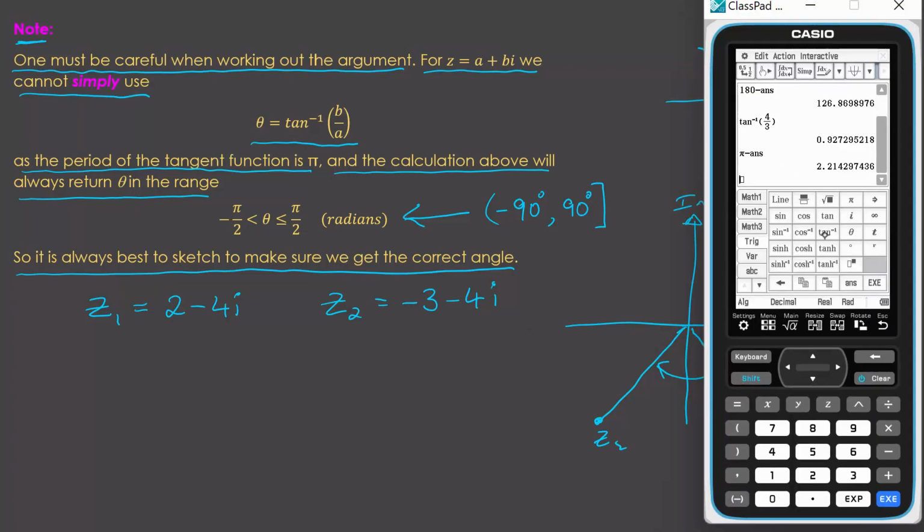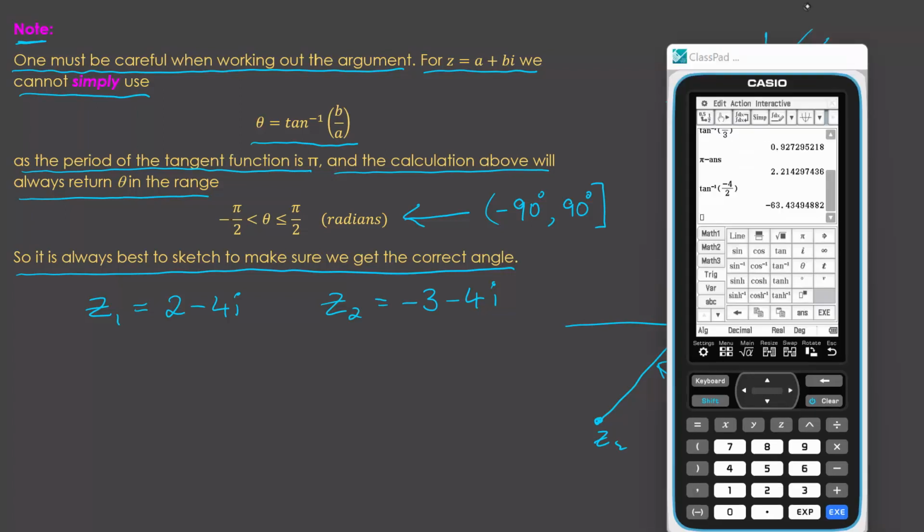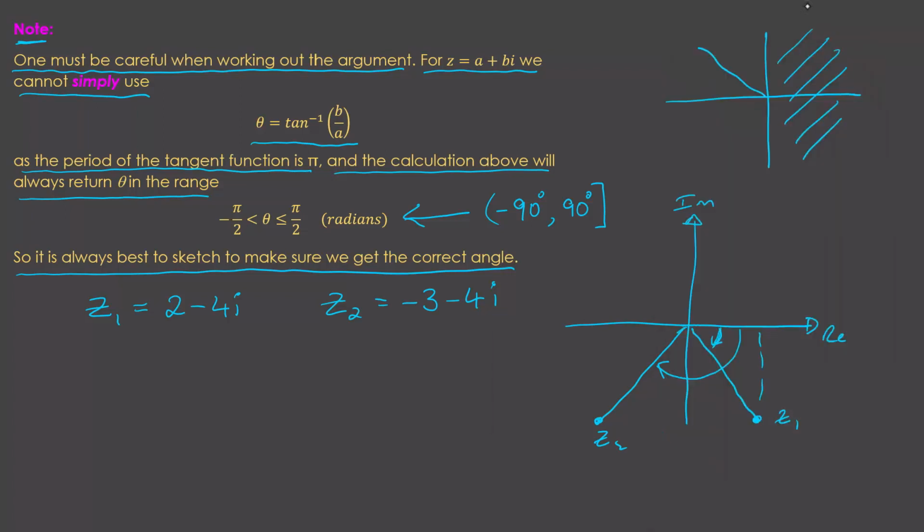Now let's bring in the calculator and just do the inverse tangent of negative 4 divided by 2. And let's just put it in degrees because it's easier for us to recognize angles there. And that would give me negative 63.43. So this one is in the right position. So negative 63.43 or 63.43 degrees below the real axis. That's in the correct position for Z1.